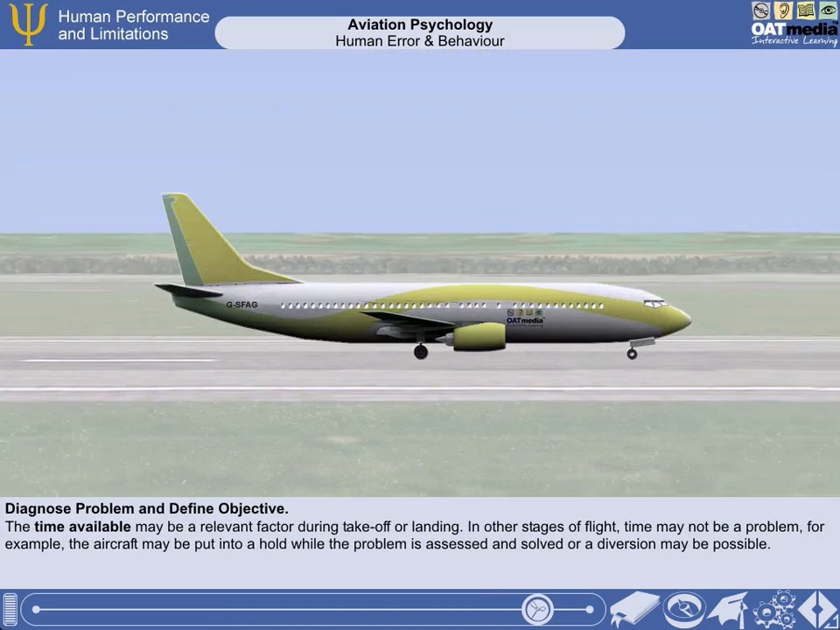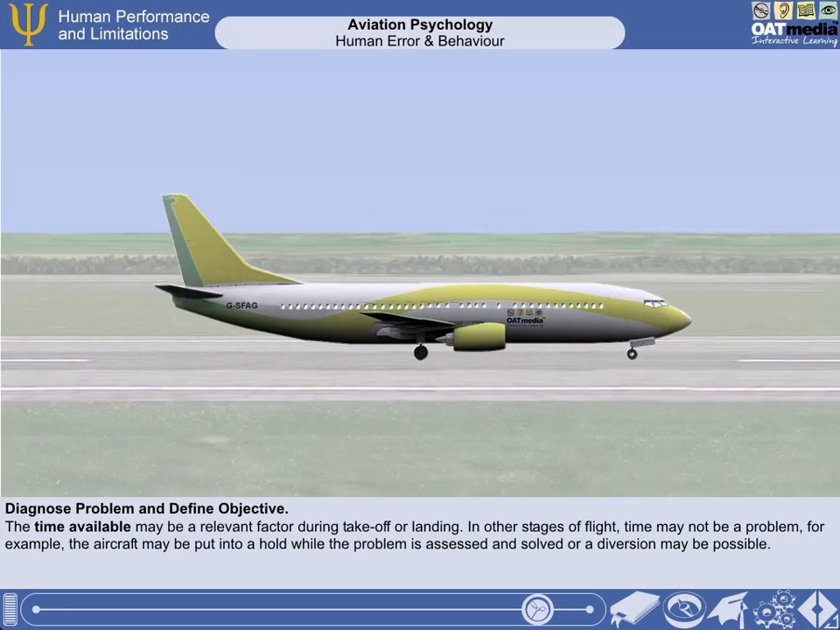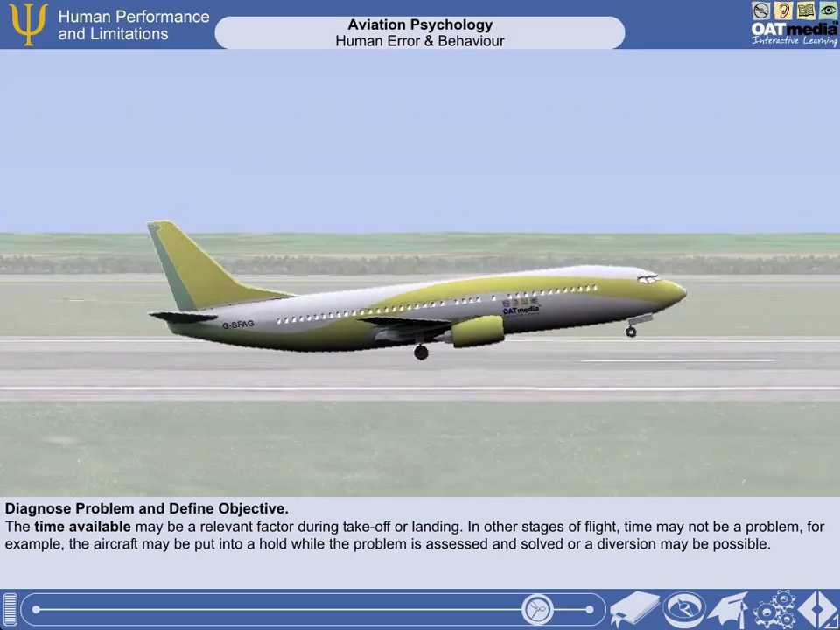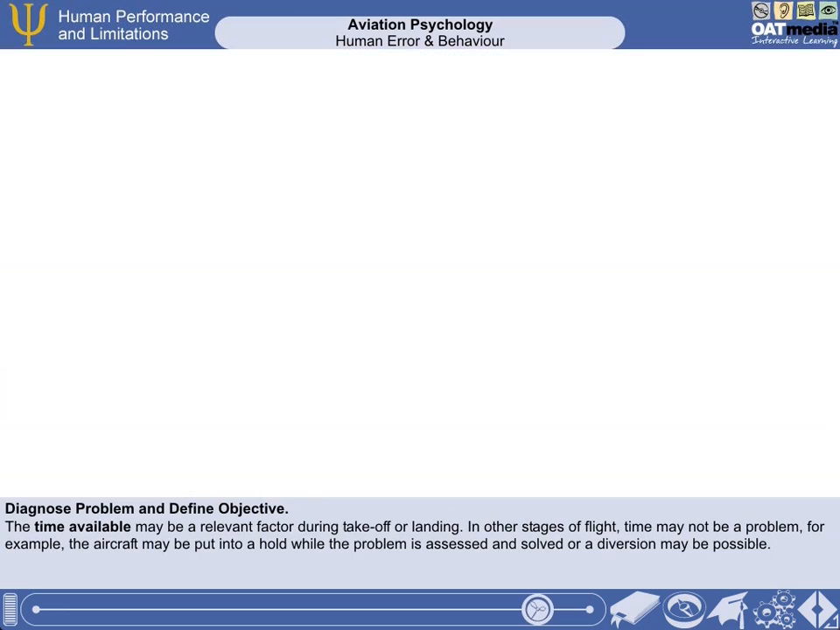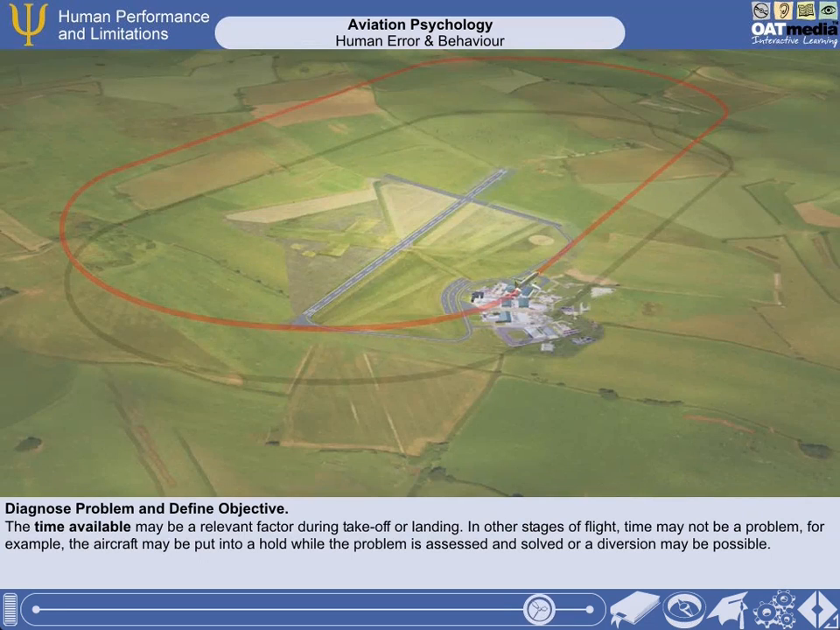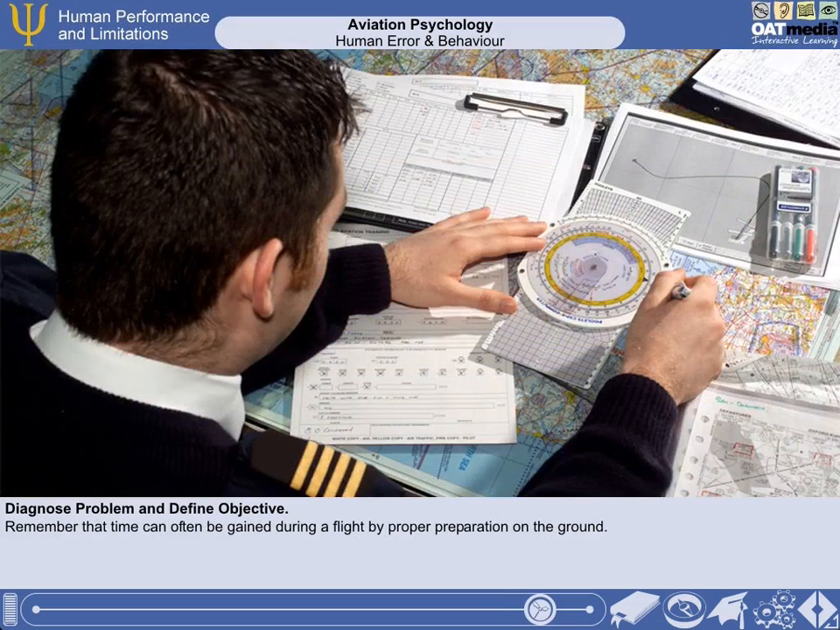The time available may be a relevant factor during takeoff or landing. In other stages of flight, time may not be a problem. For example, the aircraft may be put into a hold while the problem is assessed and solved, or a diversion may be possible. Remember that time can often be gained during a flight by proper preparation on the ground.